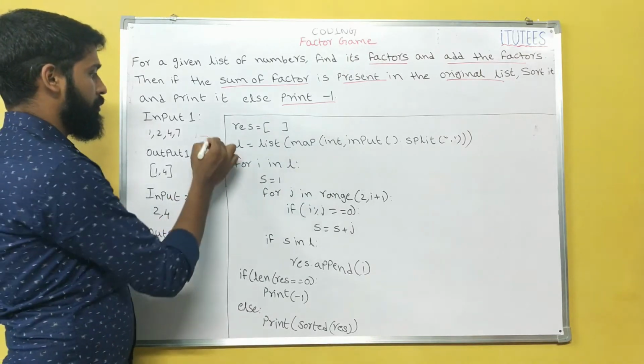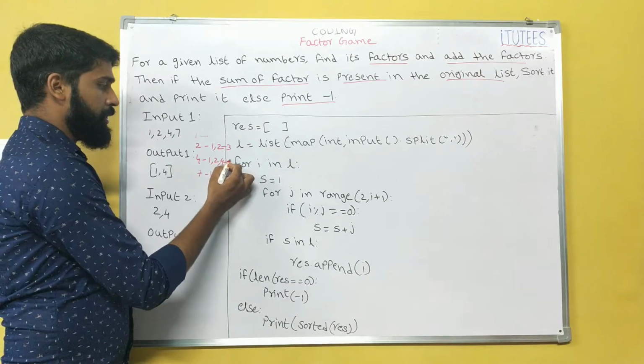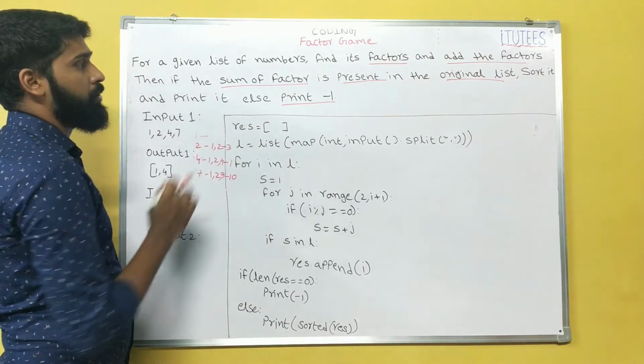So what is the next task? Add the factors. What is the addition of this? 1. What is the addition of this? 3. 1 plus 2 plus 4 means 7. 1 plus 7 means 8. So next, what is the task?